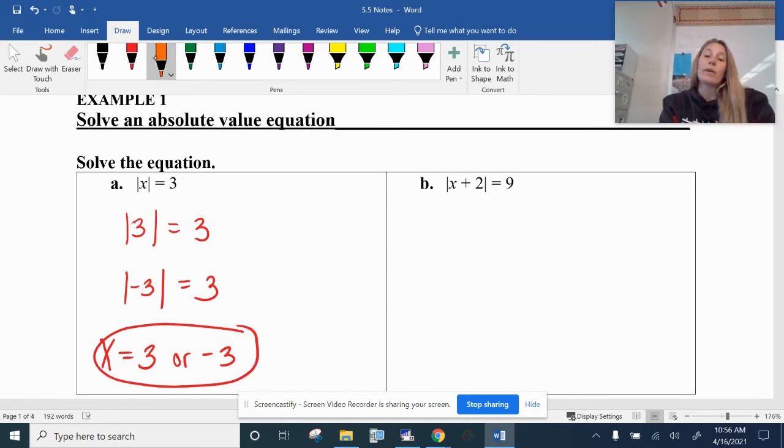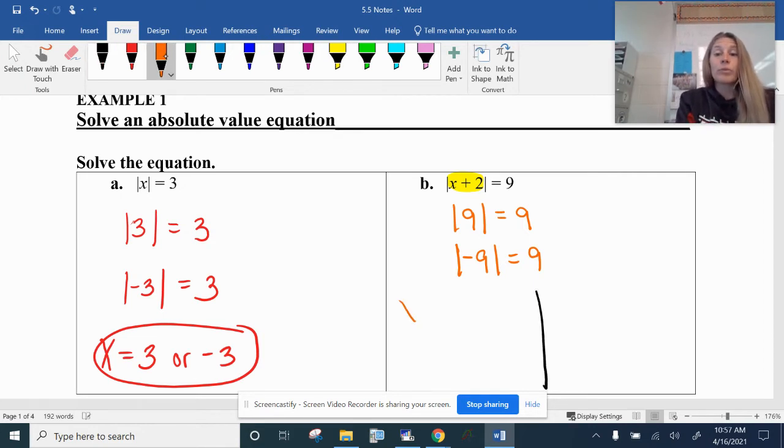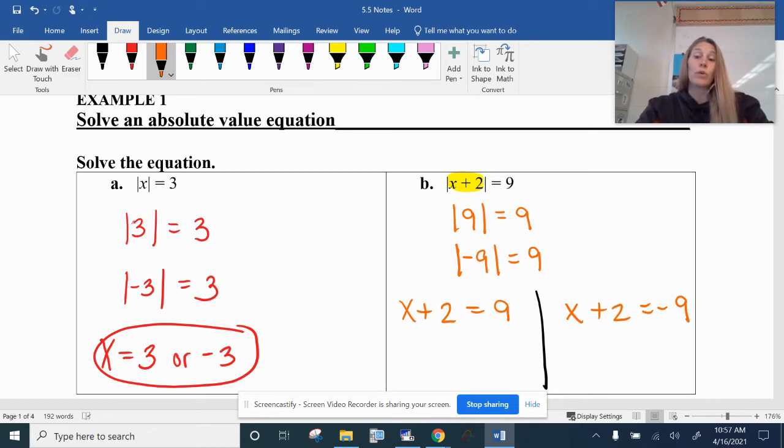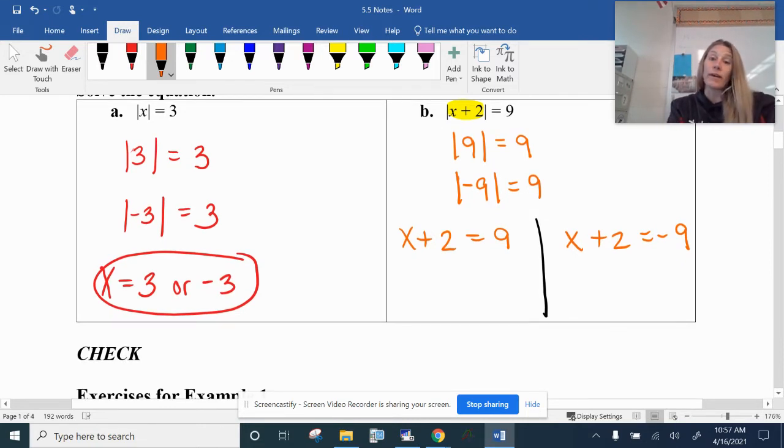So now what happens when we have an equation here? In this situation, the number in the absolute value could be positive 9, but the number in those absolute value bars could also be negative 9 because both of those numbers are a distance of 9 away from 0. And we're saying that x plus 2 is also a distance of 9 away from 0. So what that means is that x plus 2 could equal positive 9, or x plus 2 could equal negative 9 because both of those are the same distance from 0. So now we can solve because we actually want to find out what x equals.